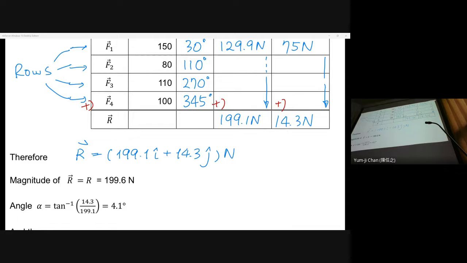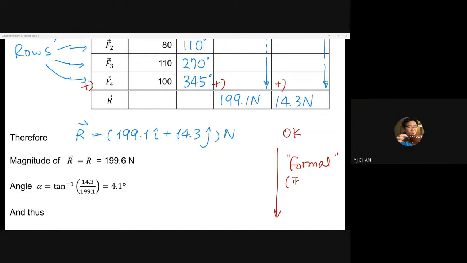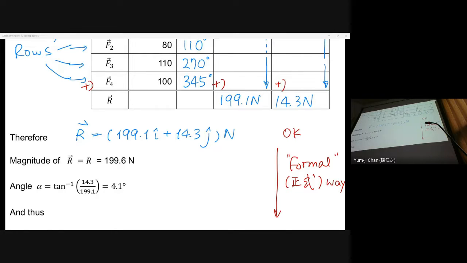I accept this answer, but some professors do not. So I'm okay with this, but I remind you that I told you to write it down in the formal way. This one is okay, but this other one is the formal way of writing a force, the standard formal method, I would say.